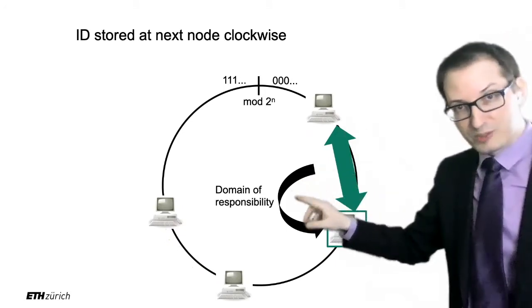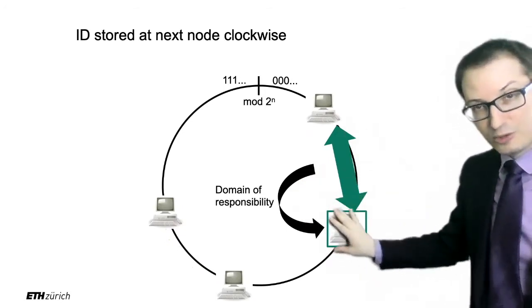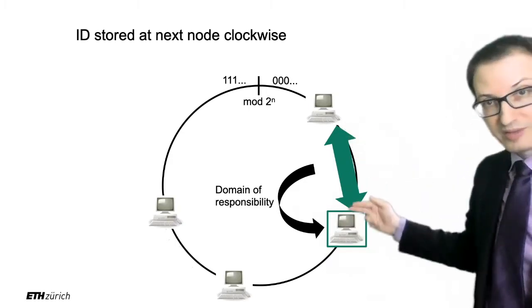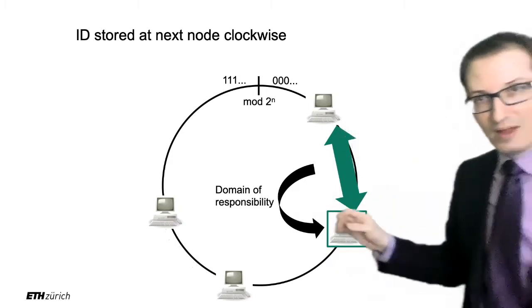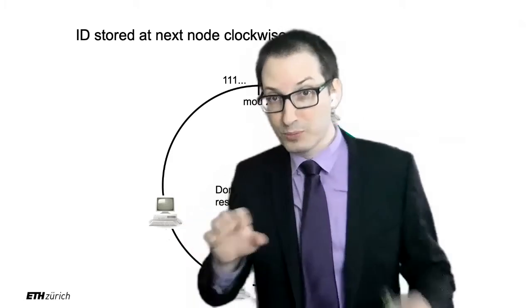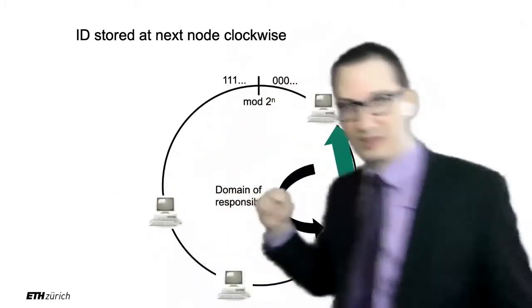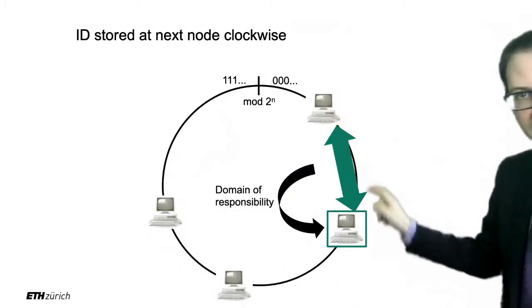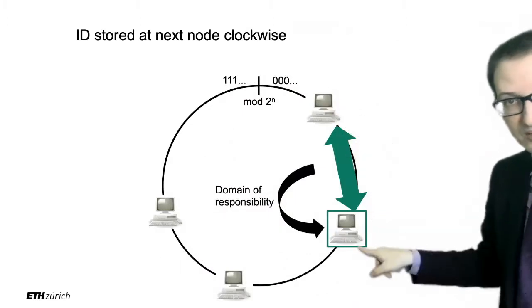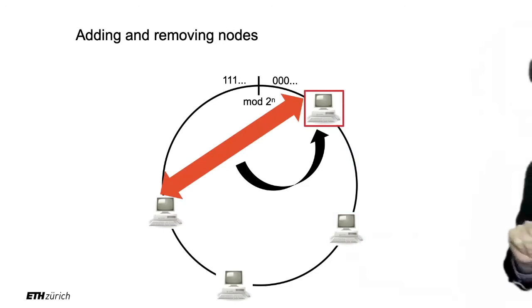So the domain of responsibility of this node here is all the keys that would be here in this ring. Again, it's virtual. It's purely mathematical, this ring. It's in our minds, right, that we compute. And if the hash of the key is in that interval between here and here, then we store it there. All right, so this is how it works.